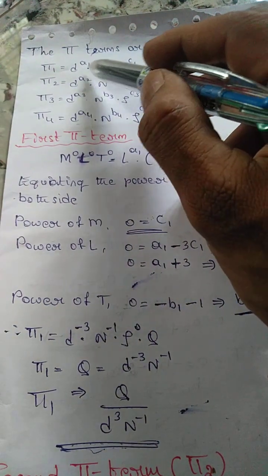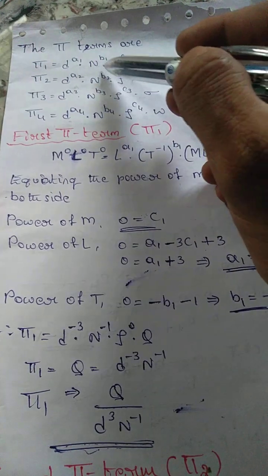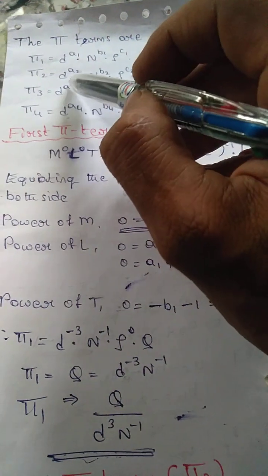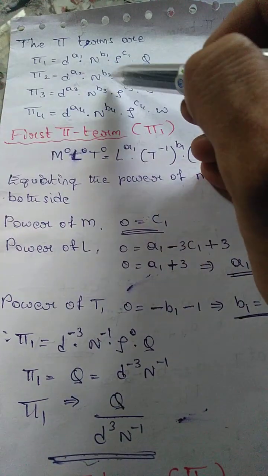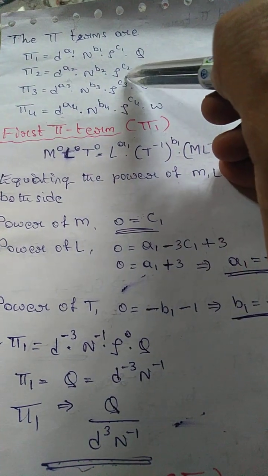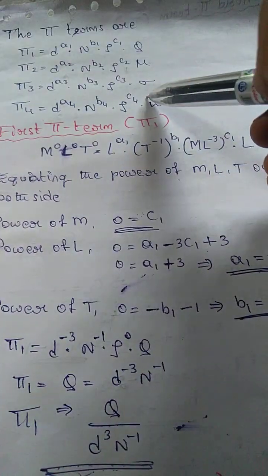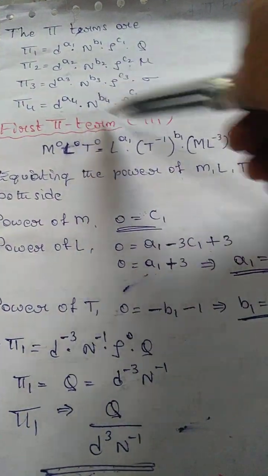Pi 1 is d to the power a1, n to the power b1, rho to the power c1, Q. Pi 2 is d to the power a2, n to the power b2, rho to the power c2, mu. For pi 3, this is the thing. So like that we have to write.